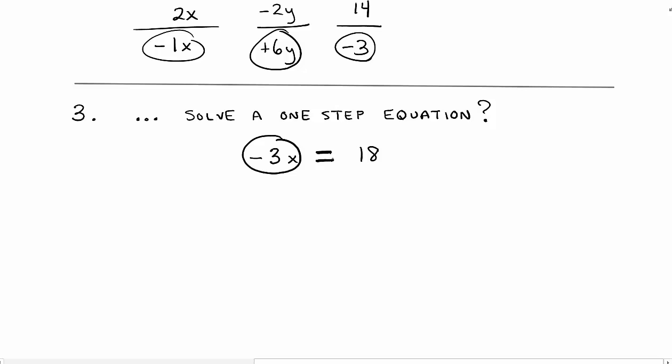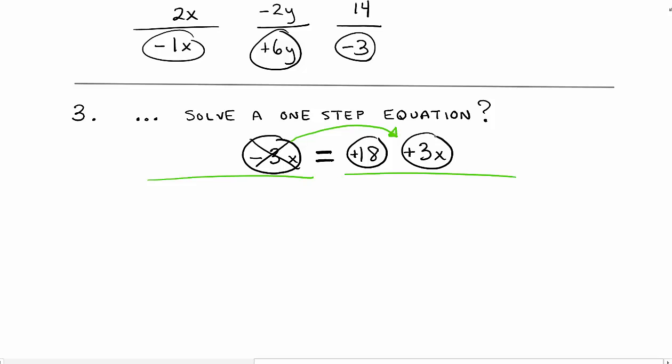I've got my ping pong net here in the middle, and I've got a positive 18 on the other side of the table. And so one of the things that we hate to have is negative variables. I tell all of my students we do not want negative variables. So let's go ahead and hit that term over the net. And when we ping pong a term over the net, it changes to the opposite. So this was negative 3x. It now becomes positive 3x.